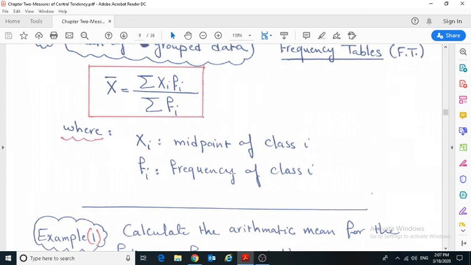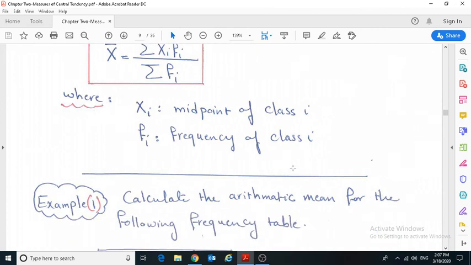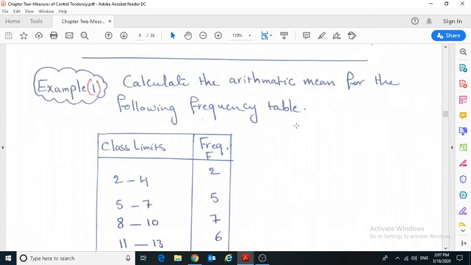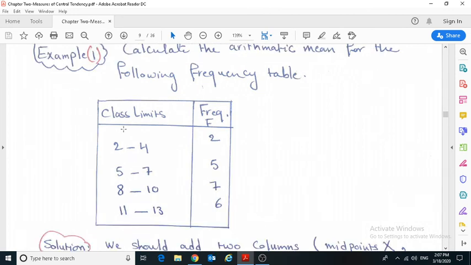Fi is the frequency of class i, f1 the frequency for the first class, f2 the frequency for the second class, and so on. This is an example to explain how to calculate the arithmetic mean for the frequency tables, or what we call the grouped data. Calculate the arithmetic mean for the following frequency table. In this table, they give us the class limits and the frequency. We always represent frequency by f.